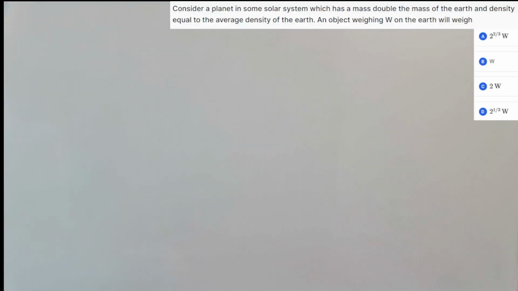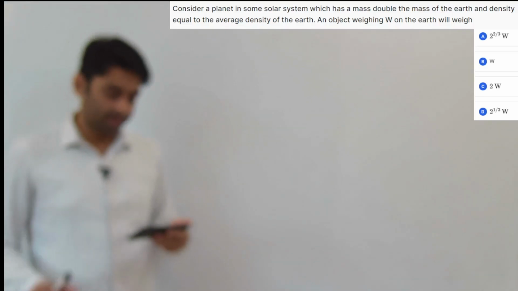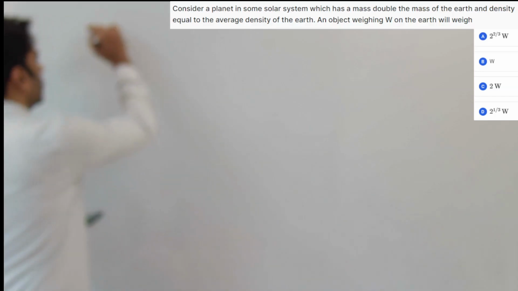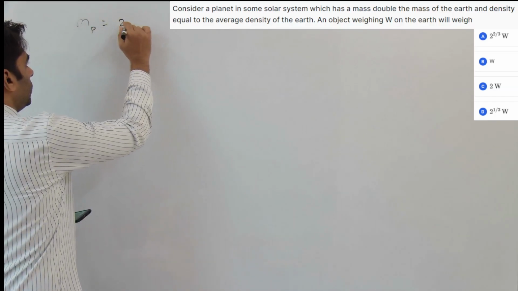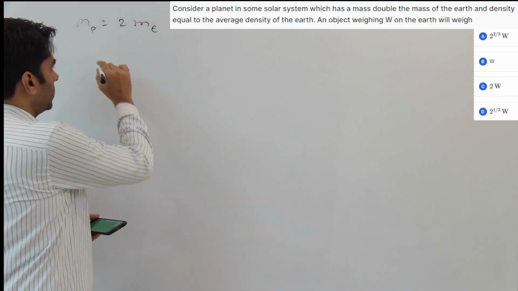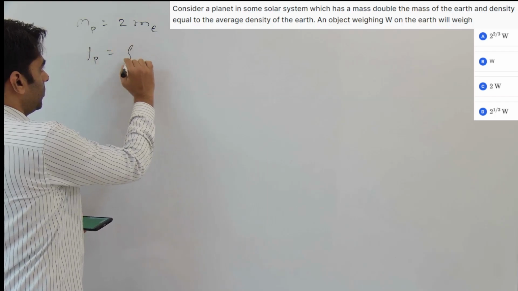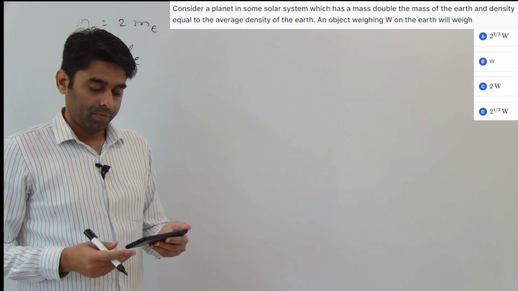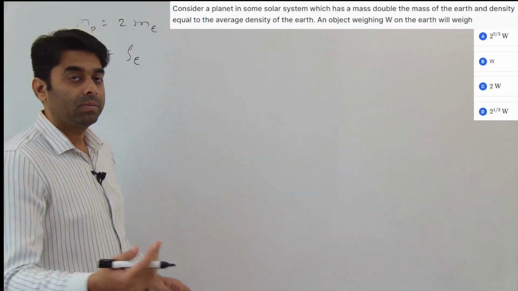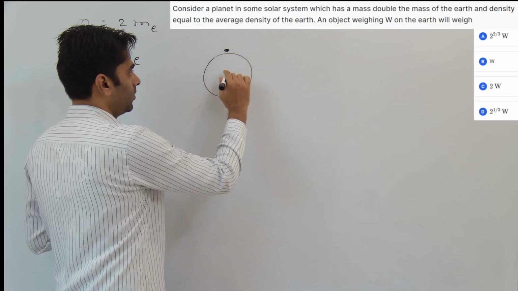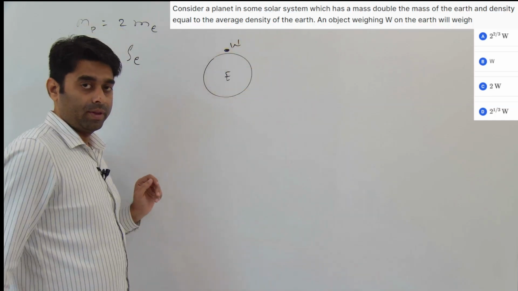So our first question says, consider a planet in some solar system which has a mass double the mass of Earth. The mass of the planet is given as 2 times the mass of Earth, and its density is equal to the average density of the Earth. An object weighing W on the Earth will weigh what on the planet? They are asking us what will be the weight of an object whose weight on Earth is W.